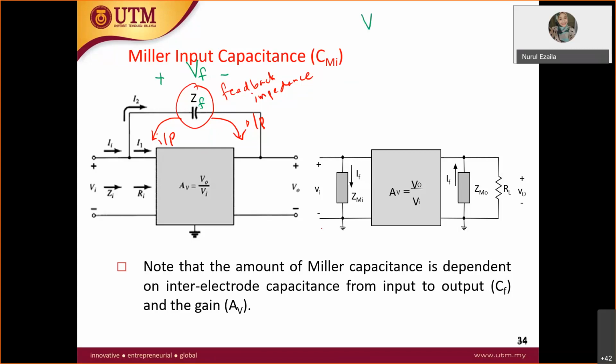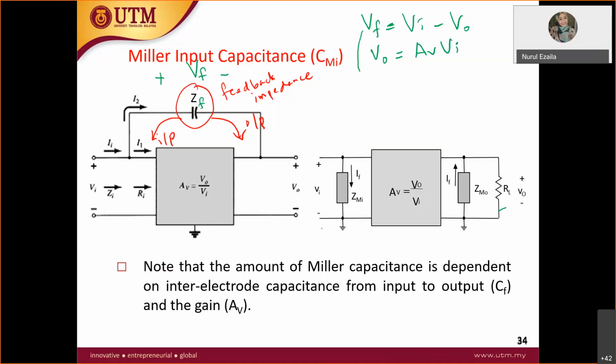From the node at the left side and the node at the right side. Yes, correct. So VF is equal to V in minus V out. So how about your V out in this case? Since you already have your AV, therefore V out is equal to AV times V in. Agree? Yes, okay. So you have V out over here, and VF is equal to V in minus V out.